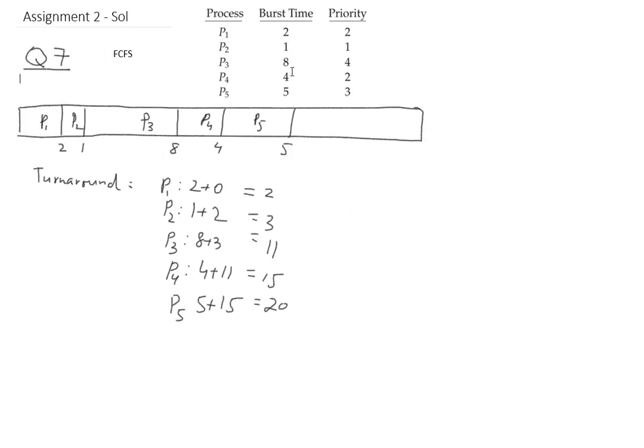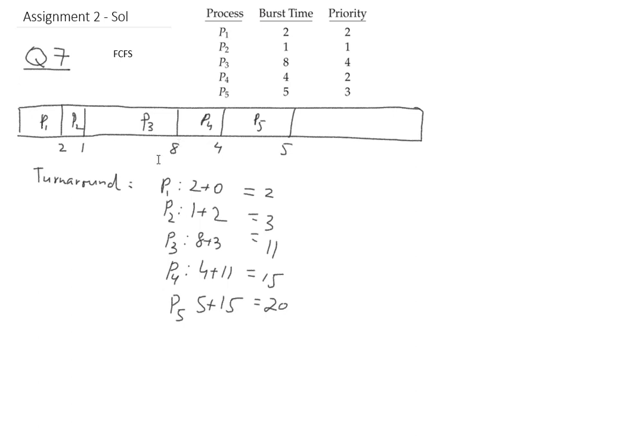This is the table, and we start with P1. The burst time is 2. First come first serve, so it will go to complete execution. P1 will finish in 2 time units, then P2 will take 1 time unit, then the same for P3, P4, P5. So you can see the end time. The start time is 0 here, then the end time for each of these processes.